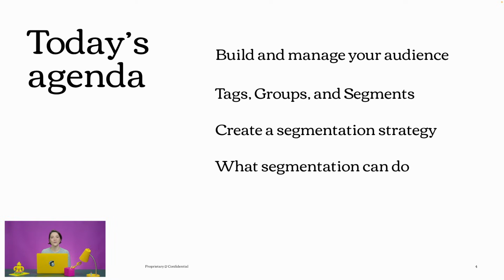Let's take a moment to run through our agenda for today. First, we'll talk through some important things to remember when building and managing your Mailchimp audience. Next, we'll explain how to use tags, groups, and segments for organization. We'll then offer guidance around creating your own segmentation strategy in Mailchimp. And finally, we'll wrap it up by outlining what segmentation can do by creating example segments in the app and providing takeaways and next steps to get you going.